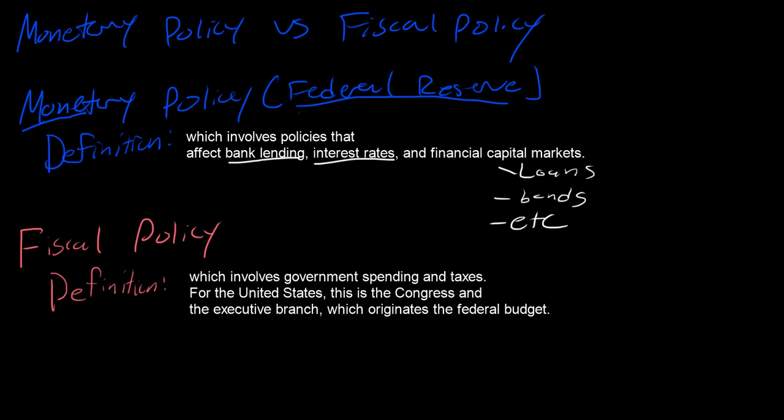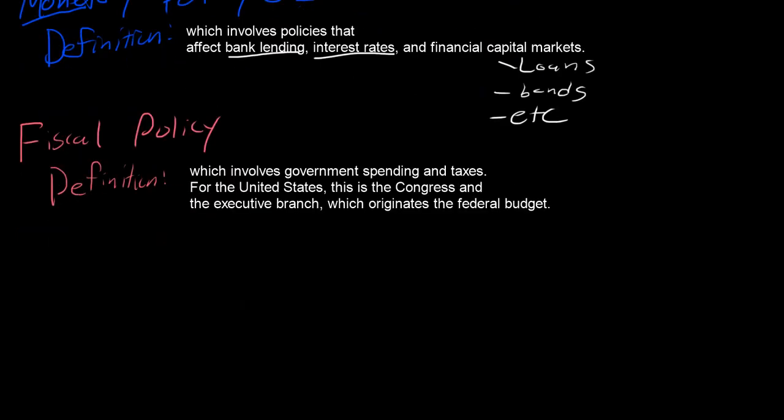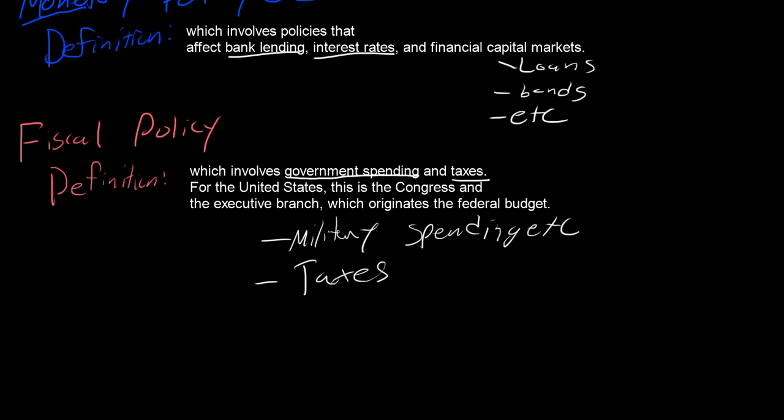It involves government spending and taxes for the United States. This is pretty much Congress and the executive branch, which originates the federal budget. So think of what Congress can do versus what banks can do. Congress can talk about government spending. Do we want to spend more on things like military spending, etc.? And we can set things like taxes. Taxes are huge within our economy, and they play a big role. And so when we think of Congress, we should think fiscal policy.